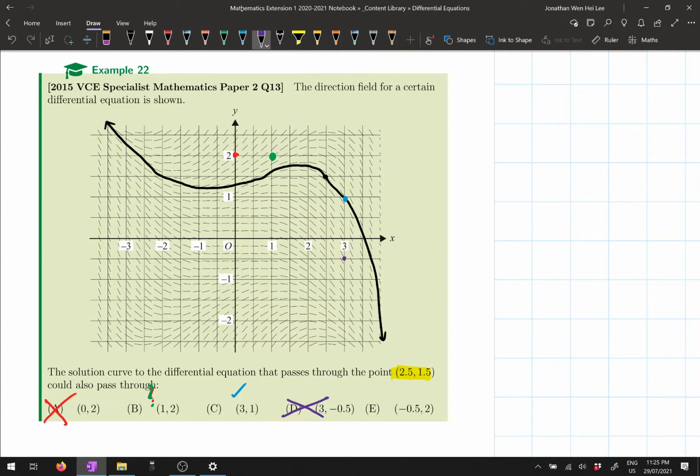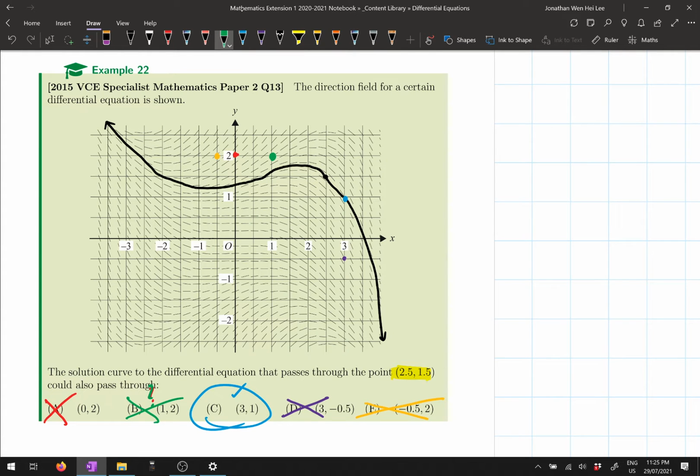And the last one is negative 0.5 and 2. So negative 0.5 is over here, 2 is up here. That's also a bit far from my curve, so I'm just going to eliminate that. And so we're left with these two. And here, just based on the fact that my blue dot actually got on the solution curve that I drew, I'm just going to say, okay, it's going to be C. And so here I'm just going to eliminate.